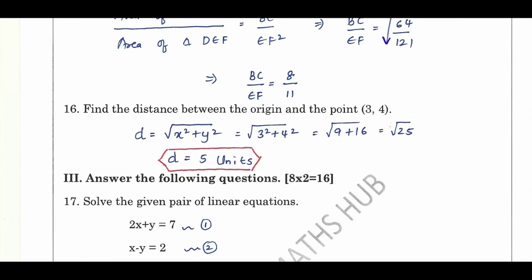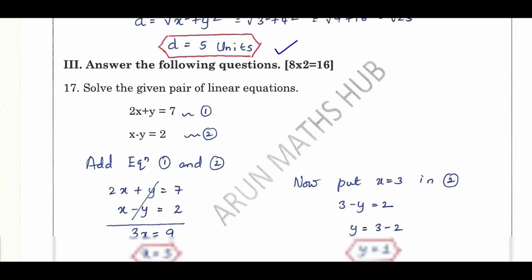Find the distance between the origin and the point 3, 4. Distance between the origin and the point is given by the formula d equals square root of x square plus y square, that is equal to square root of 3 square plus 4 square, which is equal to 9 plus 16. Square root of 25 is 5. Therefore the distance between the origin and the point is 5 units.